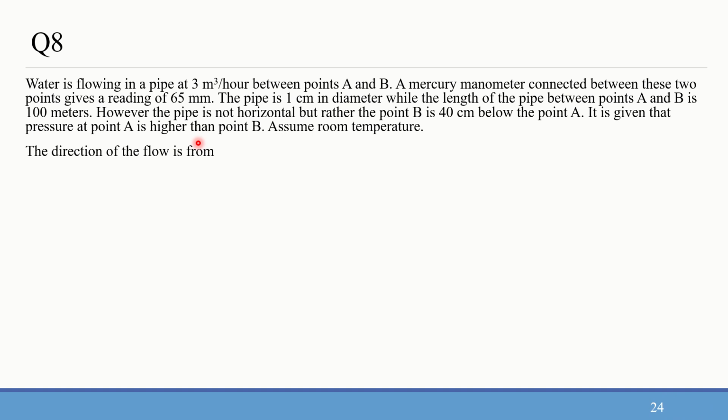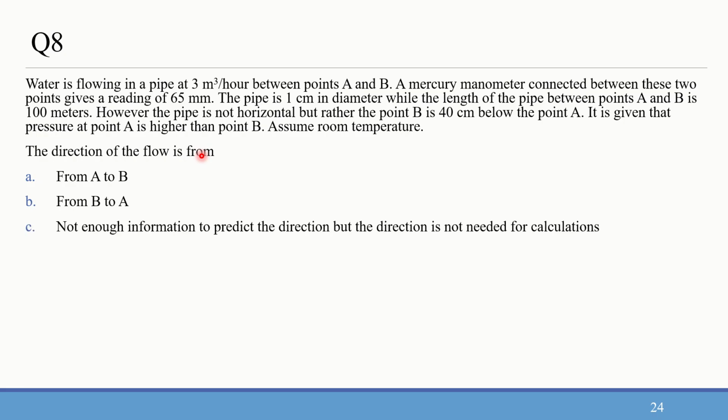Okay, we'll now start. Option A, the direction of flow is from A to B, option B from B to A, option C not enough information provided to predict the direction but the direction is not needed for calculations, option D it can be either way but the direction is not needed for calculations.